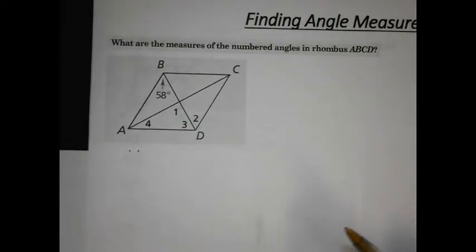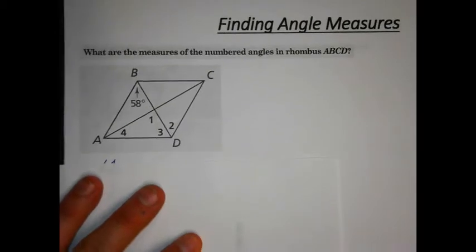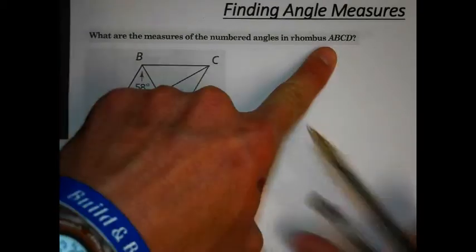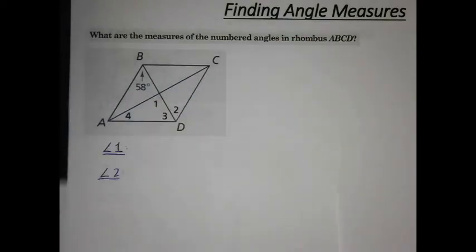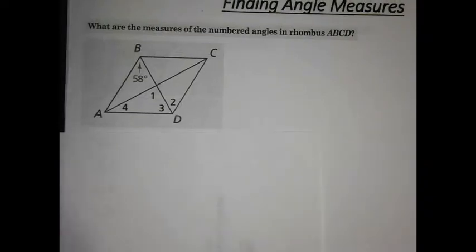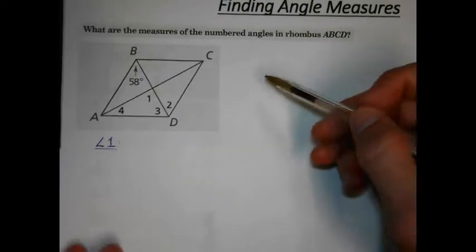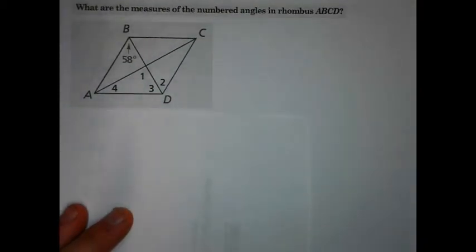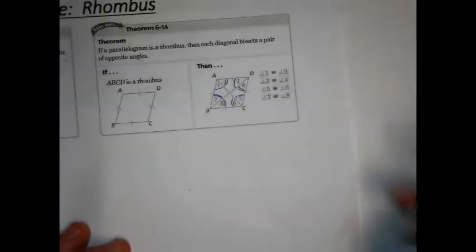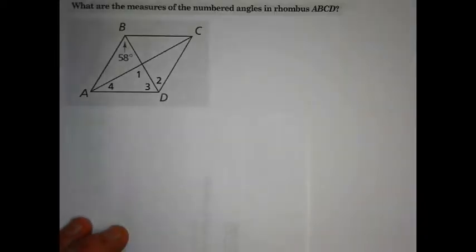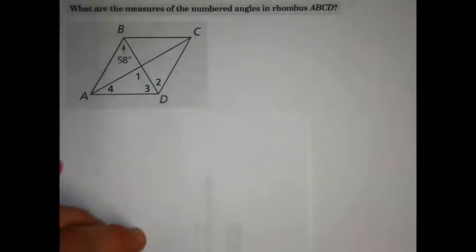So here, we're going to do some algebra. We're going to find some angle measures. So what are the measures of the numbered angles in rhombus ABCD? Now, this went ahead and gave us a whole bunch of information by calling it a rhombus. Not only are all 4 sides congruent, we also know that the diagonals bisect the opposite angles.